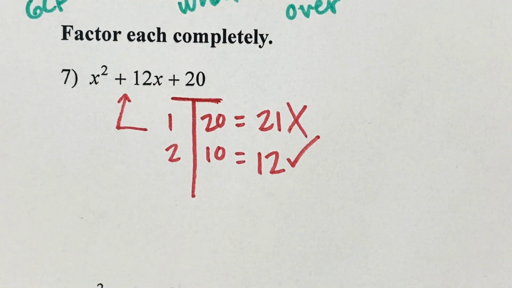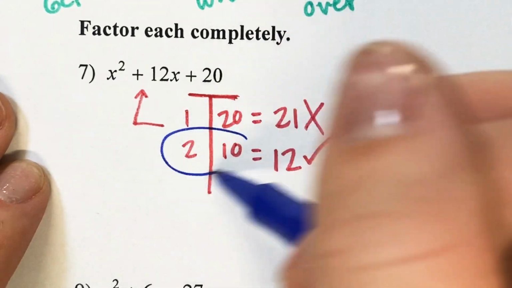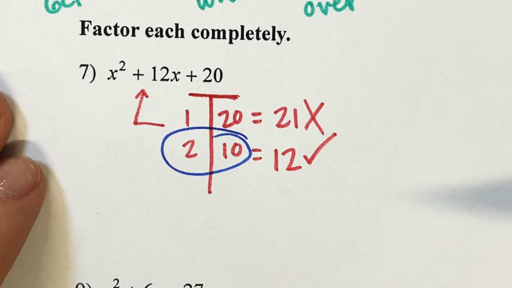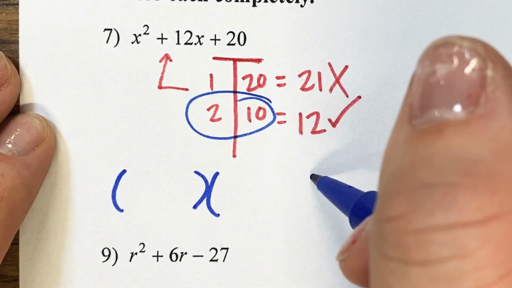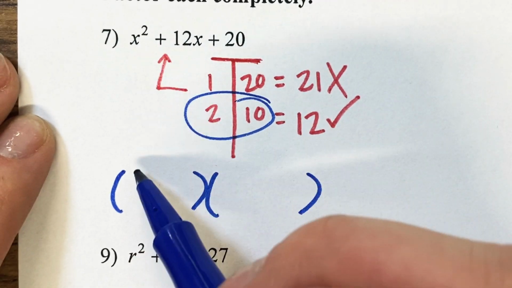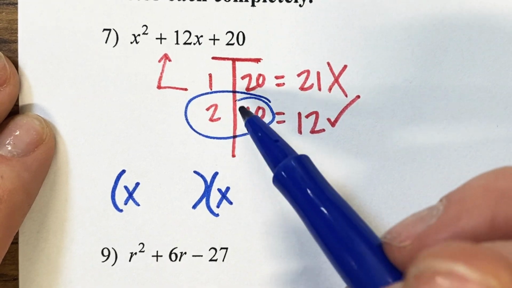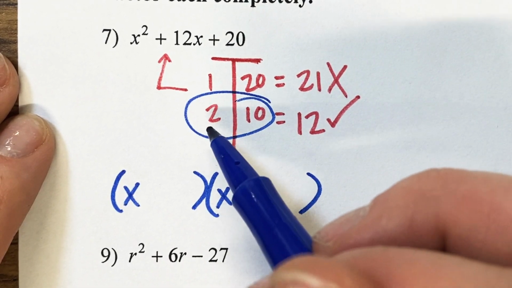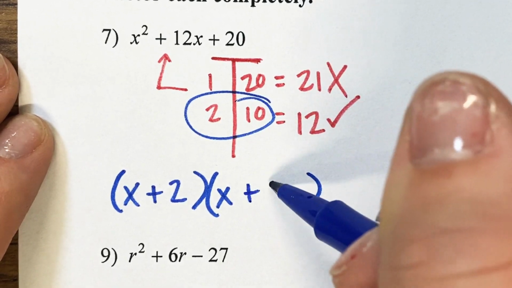We got it. Okay, so once you've found your two numbers that give you your middle coefficient, all we got to do is write our two parentheses sets. Okay, variable in the front. So this time it's an x, so x and x. And now you just put your two numbers. You must put their sign though. This is a positive 2, so plus 2. Positive 10, so plus 10.